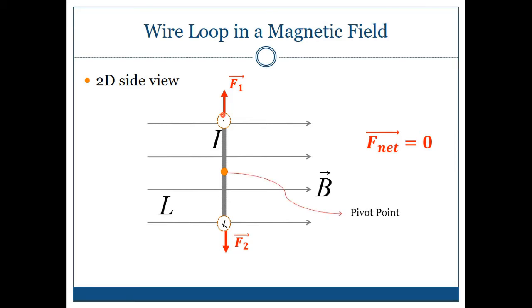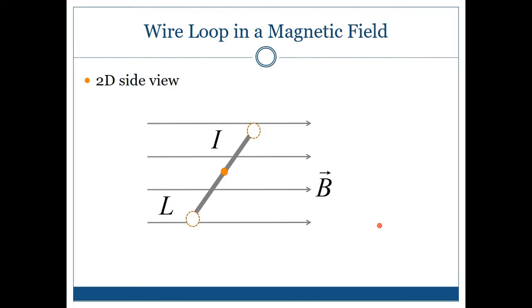So here is the pivot point. Please make sure you know this word, pivot point. Pivot point is a point around which your object can rotate. Okay? We said that there is something that's not going to be 0. Let's tilt this loop in the magnetic field and see what happens. The net force is still 0.